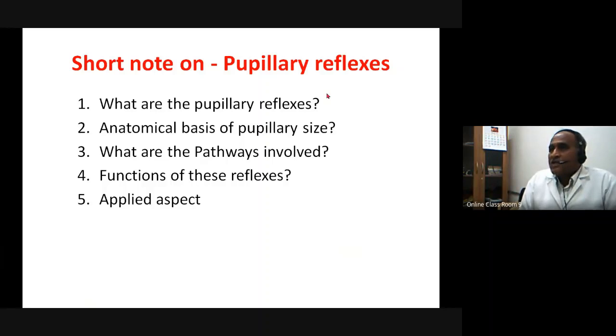1. What are the pupillary reflexes? Number 2. What is the anatomical basis for the pupillary size? Number 3. What are the pathways involved in the pupillary reflexes? Number 4. What are the functions of these reflexes? Number 5. The applied aspect regarding the reflexes.